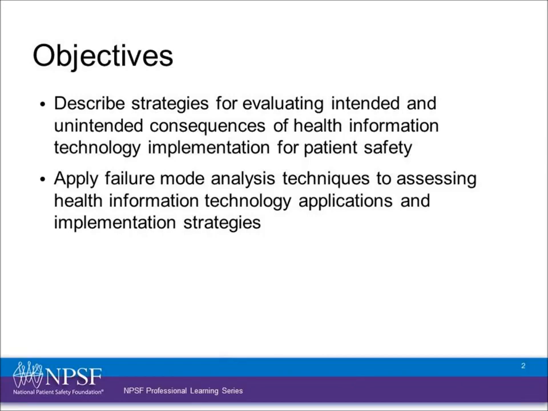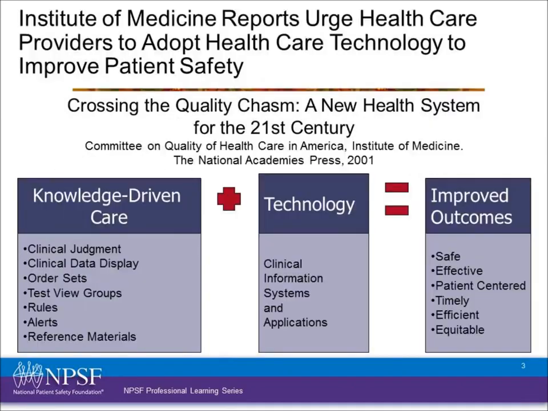As with everything patient safety, we'll start with the IOM report. In particular, the second IOM report, Crossing the Quality Chasm, a New Health System for the 21st Century. This report is really what is behind the great efforts that are happening in the United States today to implement health information technology. This report clearly delineates how knowledge-driven care, coupled with technology, clinical information systems, and various applications, leads to improved outcomes for our patients.